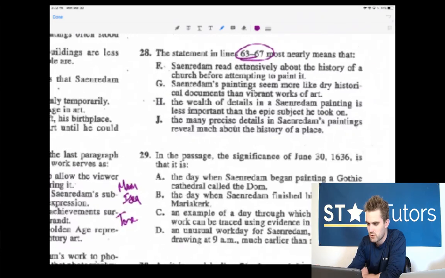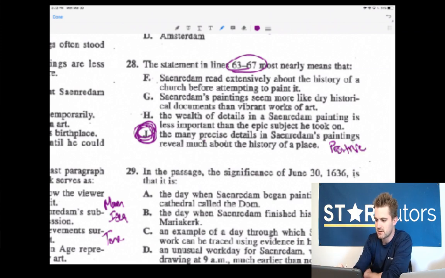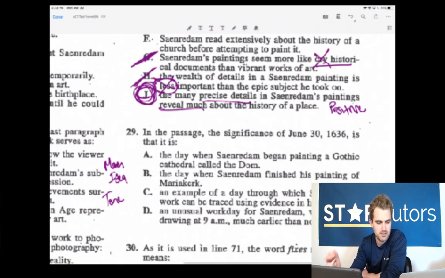Sandrum read extensively about the history of the church before attempting paintings, or seem more like dry historical evidence by works of art. The wealth of details in painting is less important than epic. So we read much about the history of a place. I think it's got to be J, right? Again, this reveals a positive tone as well. Because it says the many precise details, that's usually a good thing, reveal much. They reveal much rather than the wealth of details is less important. This word "less" does not reflect the tone, so I don't think it can be H. Seems more like dry historical documents, right? This guy likes this guy. He likes Sandradam. He read extensively about the history of truth before attempting to paint, and I don't think that has to do with his ability to measure details.